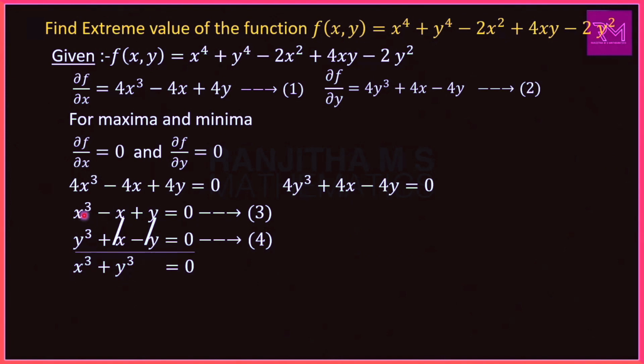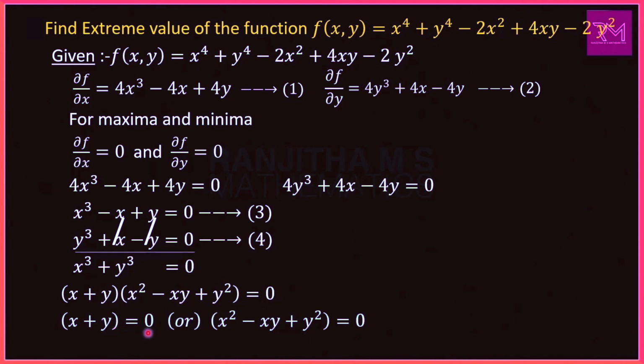Understand this procedure. Here to cancel this term, if we add these two equations, we get the first term as x cube plus y cube, here minus x plus x gets cancelled, here plus y minus y gets cancelled, we get the value as x cube plus y cube is equal to 0. Here x cube plus y cube is equal to 0, this is of the form a cube plus b cube. We know that a cube plus b cube formula is a plus b into a square minus ab plus b square. Here we have applied this formula, that is x cube plus y cube is x plus y into x square minus xy plus y square is equal to 0. Here x plus y into x square minus xy plus y square is equal to 0. This implies x plus y is equal to 0 or x square minus xy plus y square value is equal to 0.